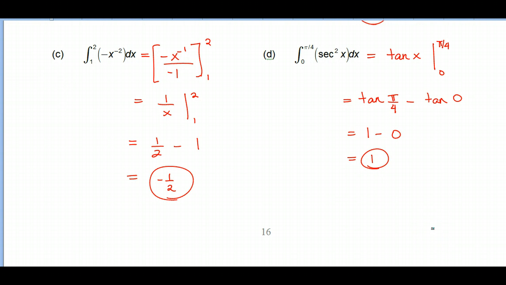So we get 1. No, tangent of pi over 2 is undefined. Tangent is sine over cosine.